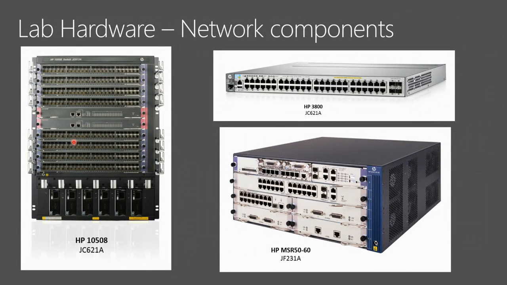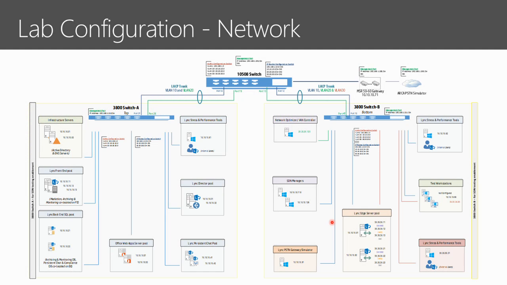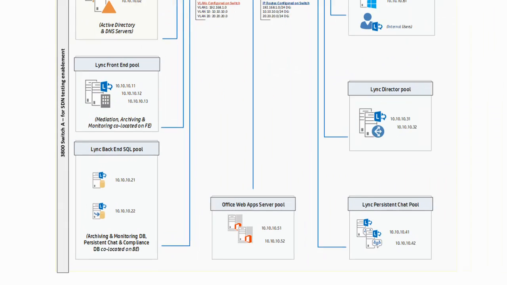So for the core switch, as we mentioned before, we have the 10508. That's connected to 2 of the 3800 switches, which are OpenFlow compatible. And then we have the MSR, which is the multi-services router, and that's what connects out to our PSTN environment. So we've pretty much covered most of this. We'll just dig in a little bit more deeply here.